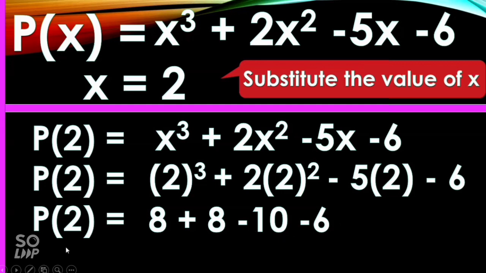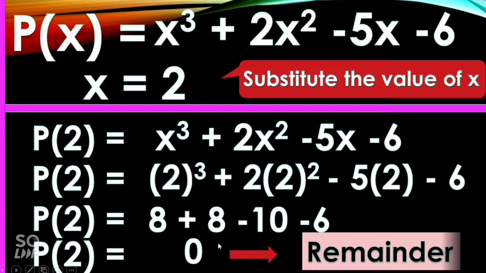Okay, then next, we simplify now. 8 plus 8 is 16. 16 minus 10 is 6. So, 6 minus 6 equals 0. So, p of x or p of 2 is equal to 0. So, which is 0 is the remainder.